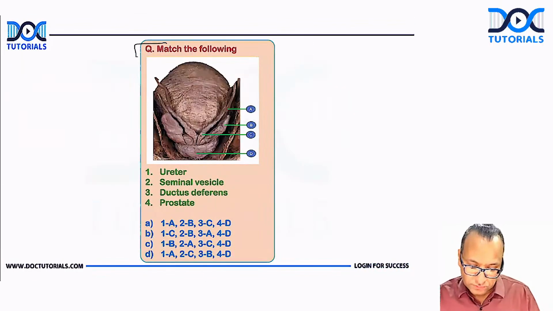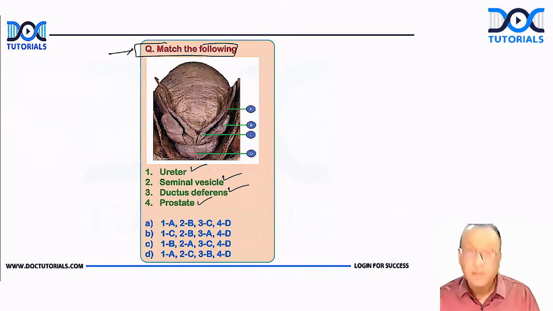Now look at this question. Match the following. And there are ureter, seminal vesicle, ductus deferens, prostate. I have given you paper pattern same as what you get in INI-CET also. NEET PG, INI-CET, they give this kind of questions. So you should practice that way only.